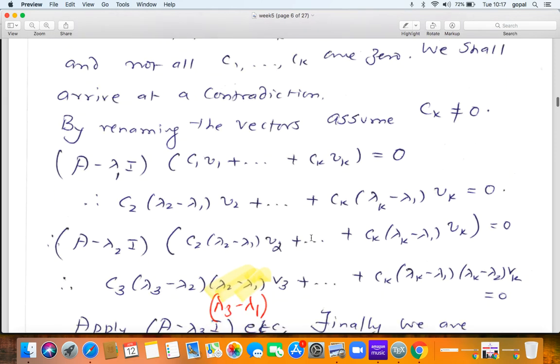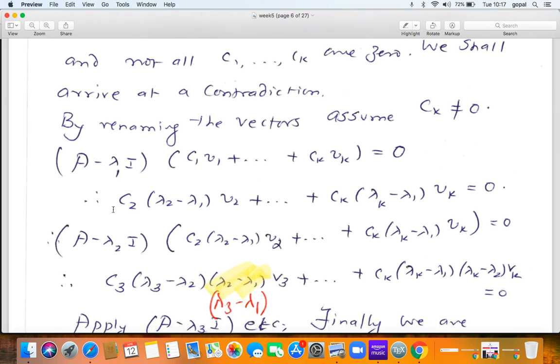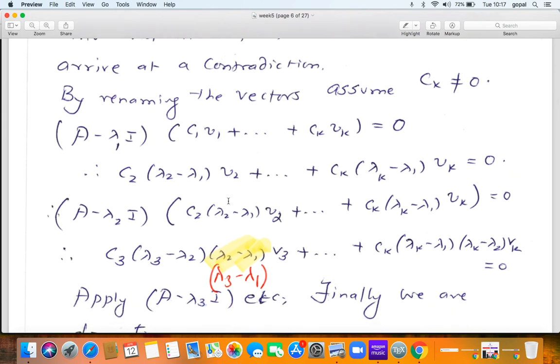Now I want to make v2 out. How do I make v2 out? Apply A minus lambda 2 I. When I apply A minus lambda 2 I, v2 will be out. Correct? But what about v3? What will happen when A minus lambda 2 I applies to v3? It's going to be A v3 minus lambda 2 v3, so it will be lambda 3 minus lambda 2 times v3. Earlier we had lambda 3 minus lambda 1.